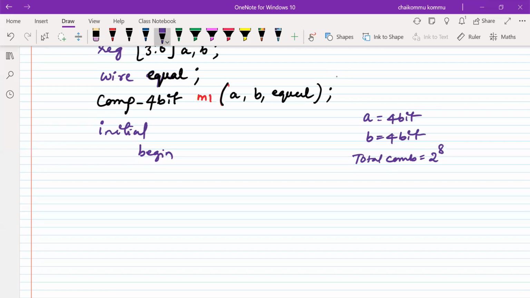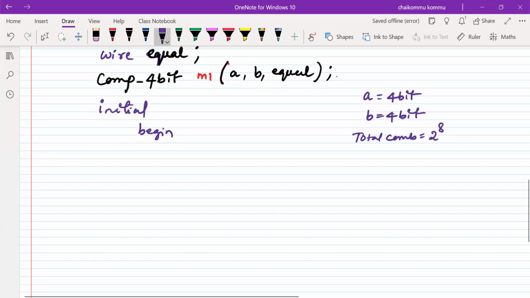So it is not the best way to write all the 2 power 8 combinations here. Therefore, we have to use the simplest method. For that, I'm going to write it in this way. Please carefully follow my instructions. What I'm going to write here is, initially, A is equal to 4'h0.